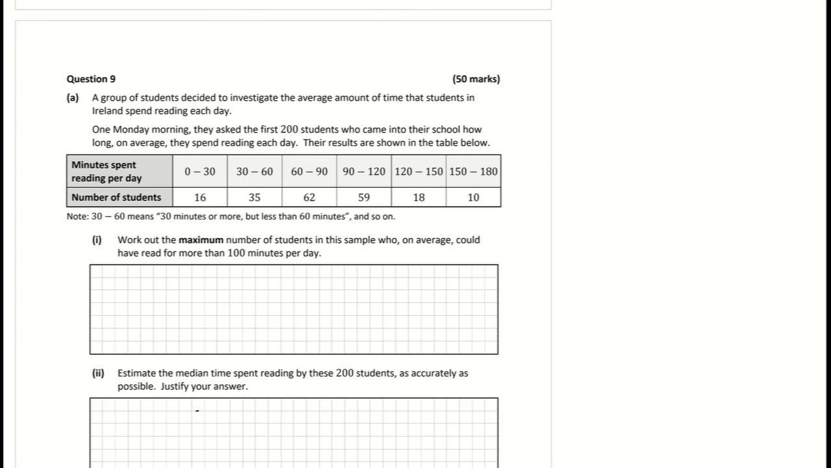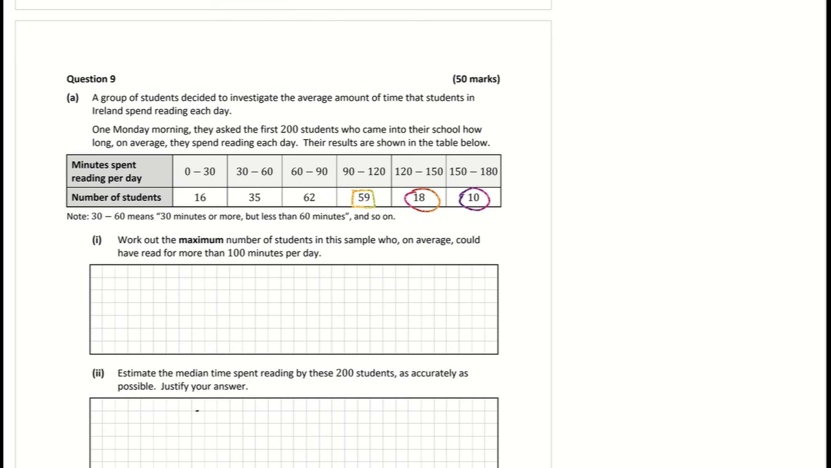Question 9a part 1, work out the maximum number of students in this sample who, on average, could have read more than 100 minutes per day. So these 10 students read more than 100 minutes. They read 150 to 180, as did these 18. And we're also going to assume that these 59 read more than 100 minutes.